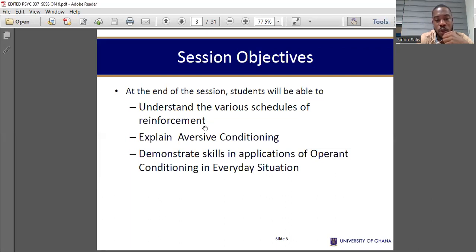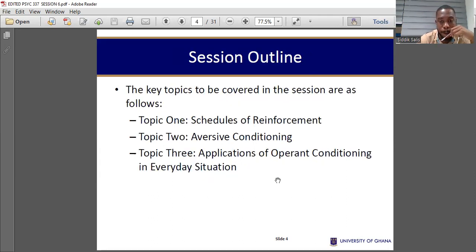So we'll be looking at this, and then we'll be looking at aversive conditioning. Aversive means things that are unpleasant and how we try to get away from them. Then we'll be looking at its applications, that is, applications of operant conditioning in everyday situations. So let's get started.